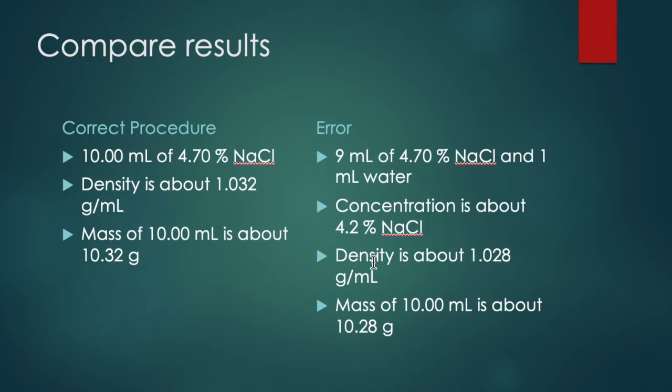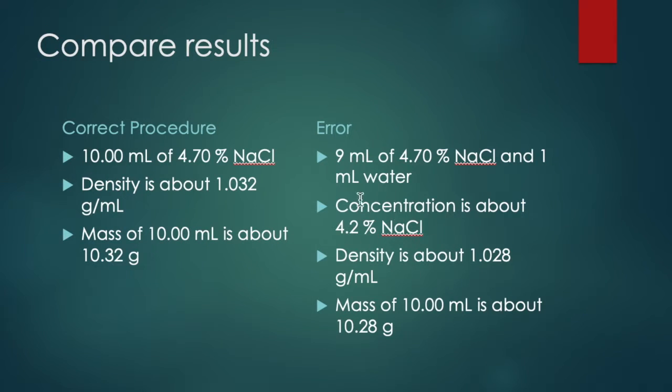And because of that, you're going to make it less dense, because more concentrated salt solutions are more dense and less concentrated salt solutions are less dense. And I looked this up and it seems like 4.2% sodium chloride would have a slightly lower density, 1.028 instead of the 1.032 that you would have had. And so this difference is not huge, it is slightly noticeable. So when you put the 10 milliliters into your weigh boat, instead of weighing 10.32 grams, it's going to weigh 10.28 grams. So you would get a lower mass, a lower density.